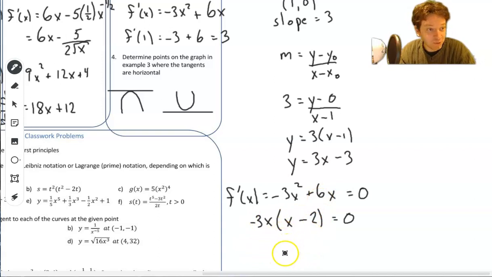So this gives us two possible solutions for x. x can be 0, right there. If x is 0, that equation is true. And x can be 2. If x is 2, 2 minus 2 is 0, so that equation is true. So for this function, there are two locations where we have a horizontal tangent, where x equals 0 and where x equals 2.